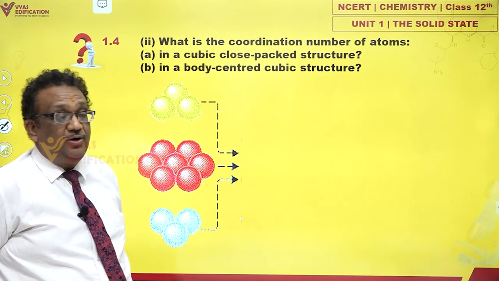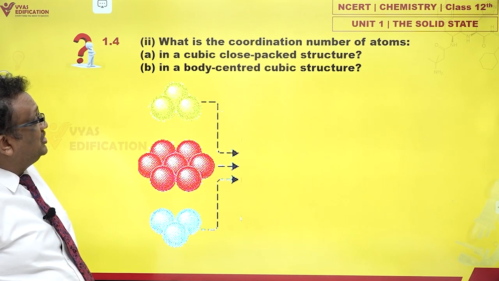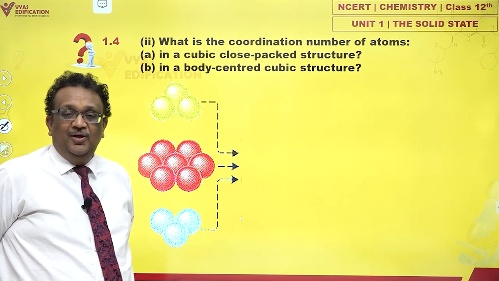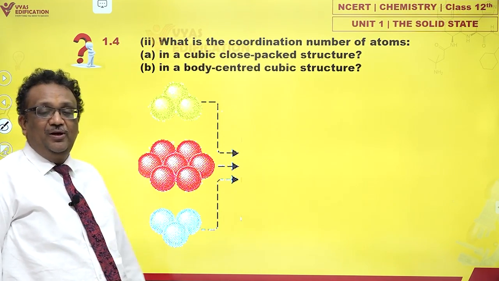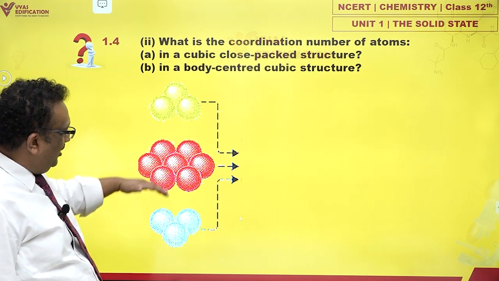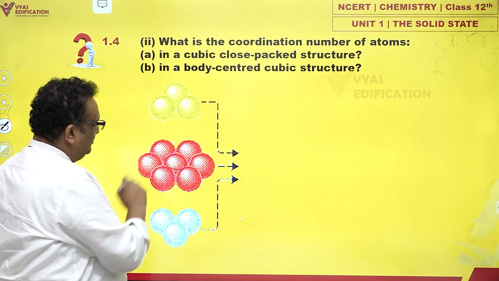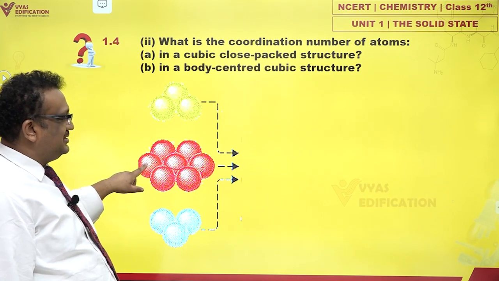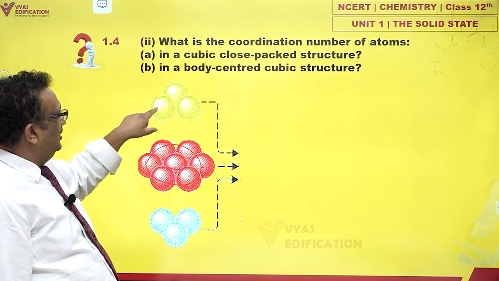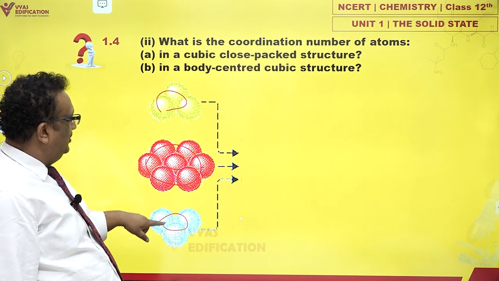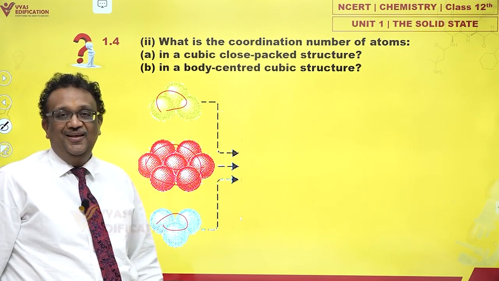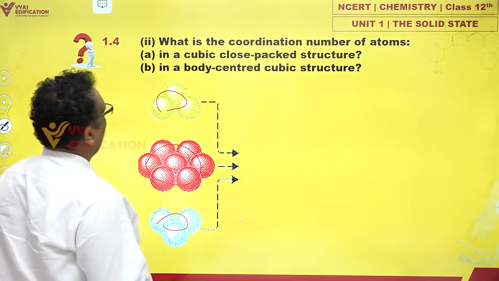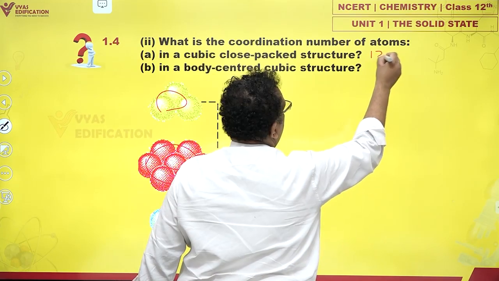And then there is a second part to the question. It says, what is the coordination number of atoms in a cubic close packed structure? If you consider 3 layers of cubic close packed structure, you will find top layer, middle layer, bottom layer. If this is the central atom, there are 1, 2, 3, 4, 5, 6 atoms surrounding it, 3 on top and 3 on bottom. So 6 plus 3 plus 3, how much does that make? That makes it 12. Yes, that would be 12.